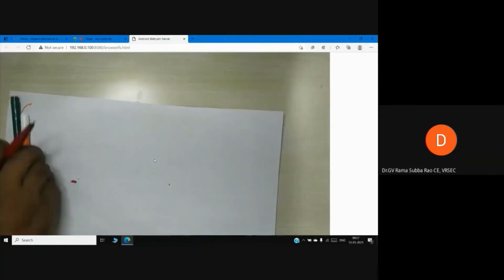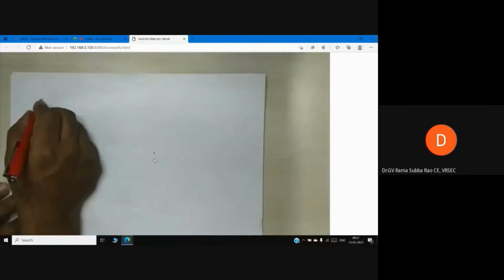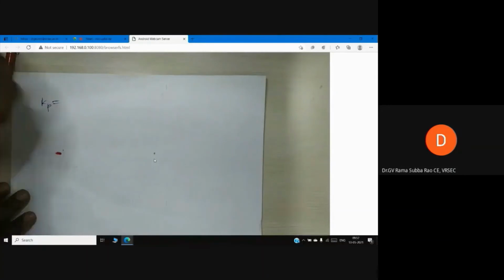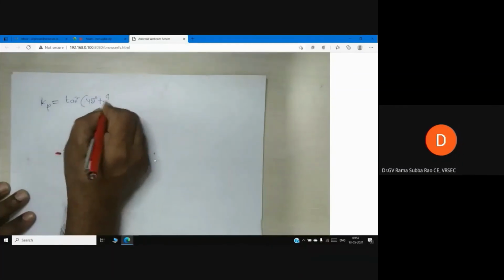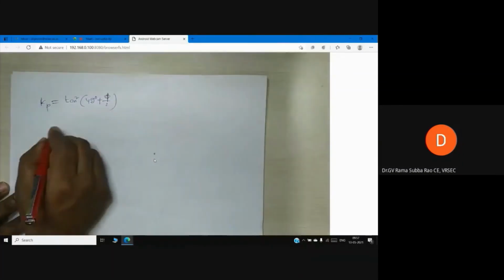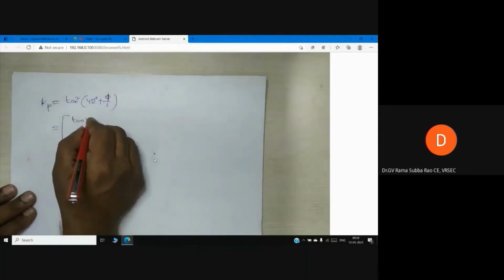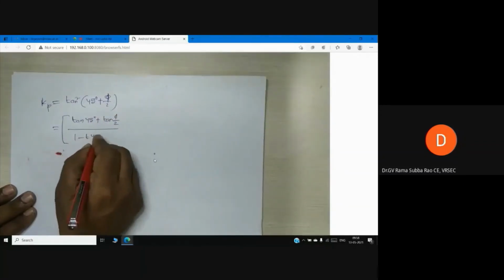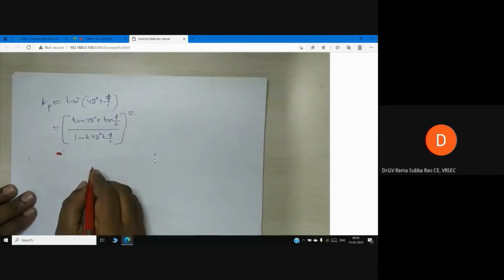So here you see, I cannot trouble you in any sense, but I will write now. Here I have Kp. Kp is tan square (45 plus phi by 2). Now someone can ask me, sir, what is tan (A plus B)? Tan A plus tan B by 1 minus tan A tan B. I'm trying to save the time because I know the value of time.